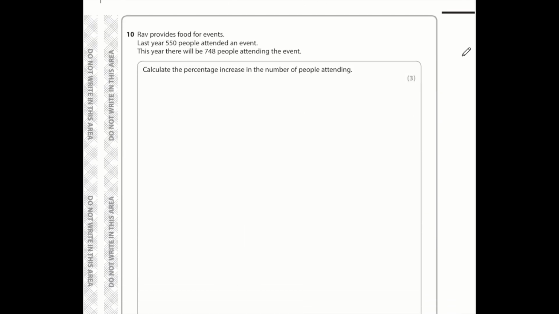Question number 10, Rav provides food for events. Last year, 550 people attended. This year, there will be 748. What is the percentage increase?